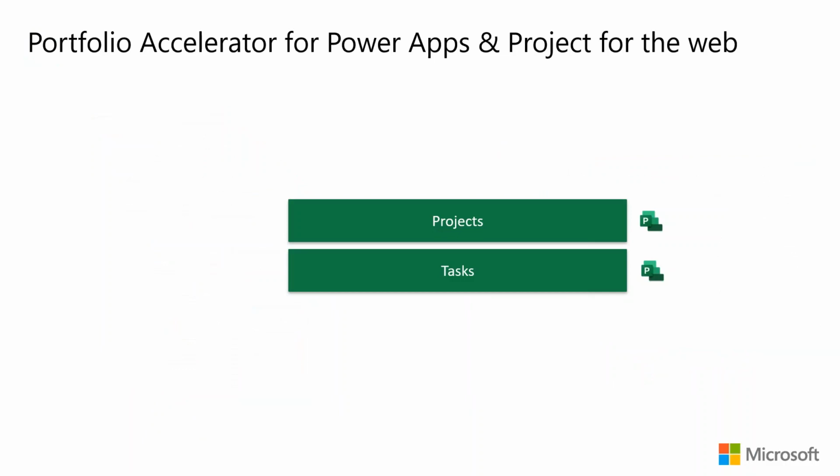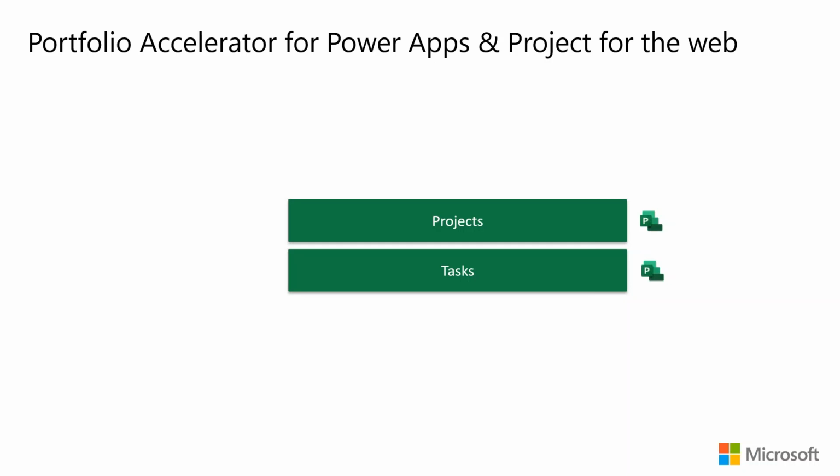So what is that? Well, if you think about Project for the Web, it gives you the basics. It gives you the ability to create projects. It gives you the ability to put tasks in there and assign resources into it and have the basic common project data like start dates, durations, and effort, and all those types of things around it. That's built in and comes out of the box with Project for the Web.